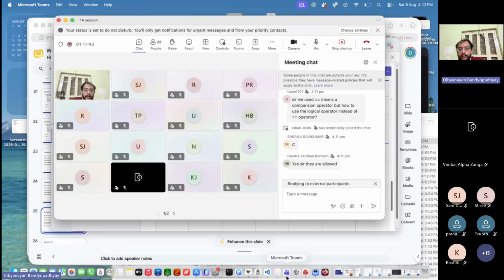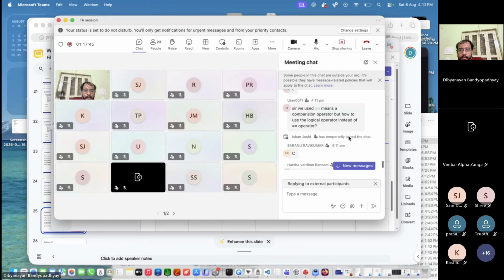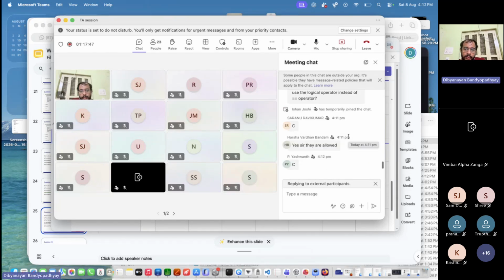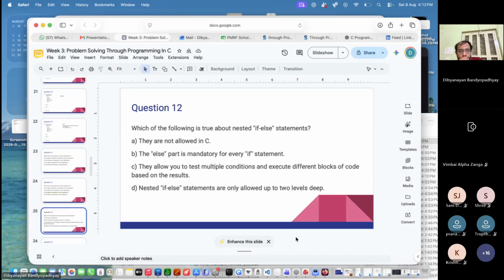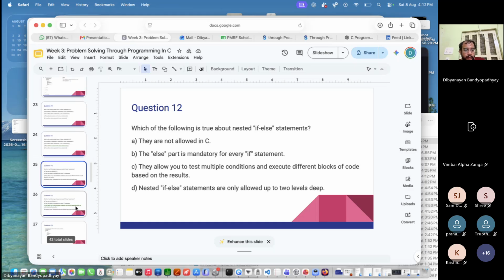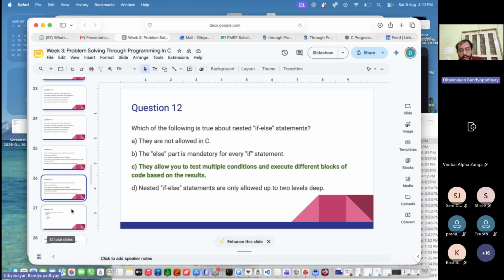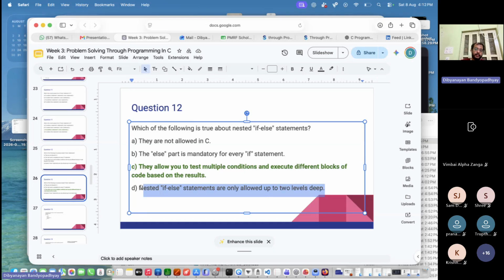Yes, they are allowed. People are saying C. Correct, correct, correct. And what about this nested if else statement: are only allowed up to two levels, is it true, or can it be multiple levels?